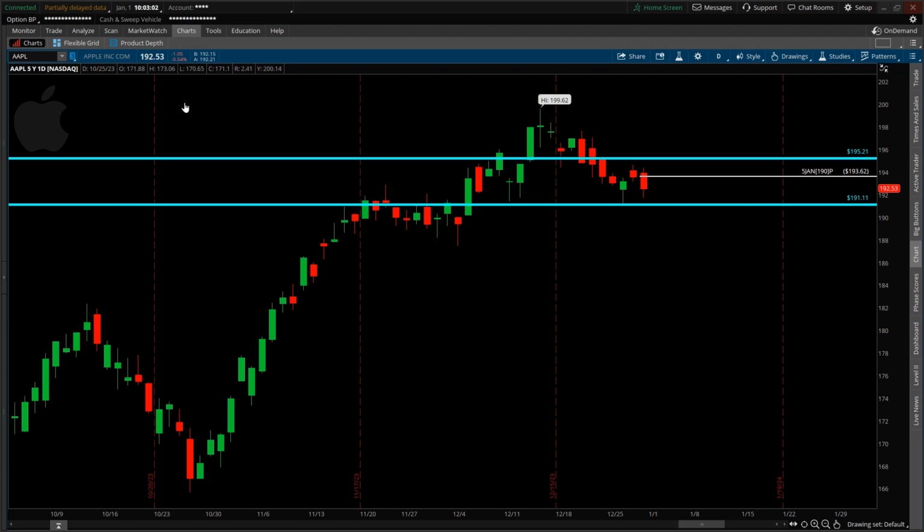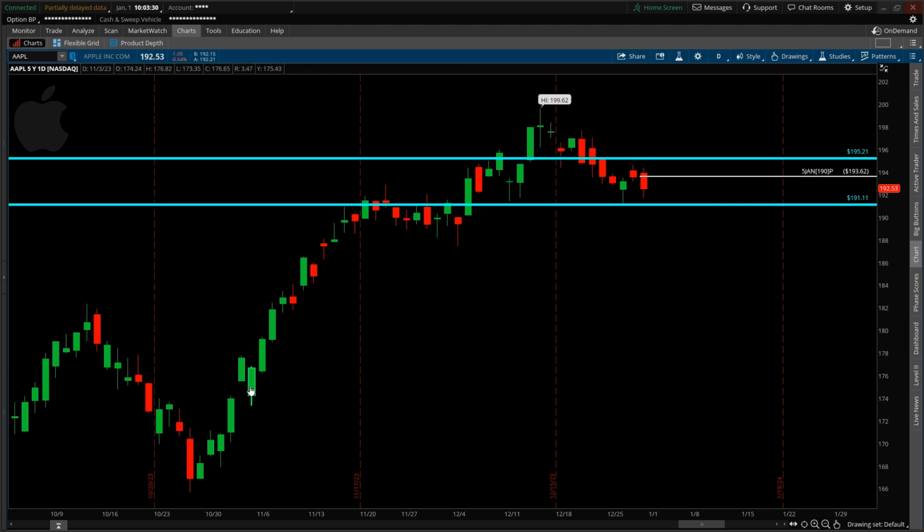As of last Friday's close, the stock ended the year at $192.53. So this is the chart layout at the daily time frame. A couple of things. These red vertical dash lines represent expiration Friday for monthly option contracts. Also, the blue horizontal lines are, from my perspective, reasonable support and resistance levels.